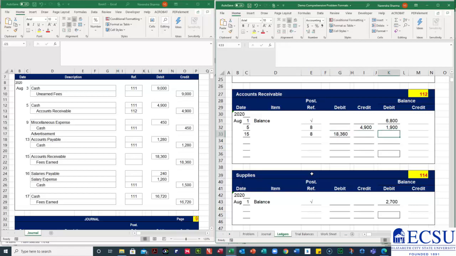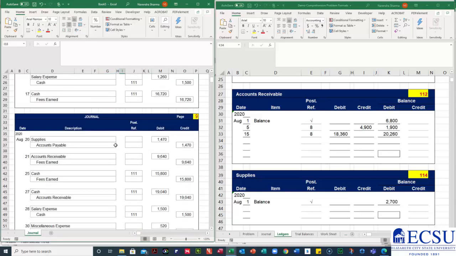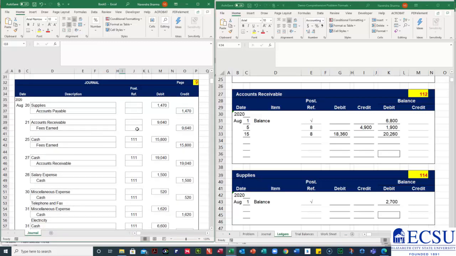18,360. So that will be 1,900 plus the debit will give me 20,260. So I'm going to write 112 here. And that is it on page 8. So do I have accounts receivable? Here I have, that is 112, and that's on page 9.